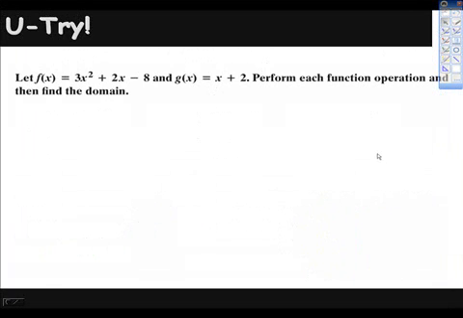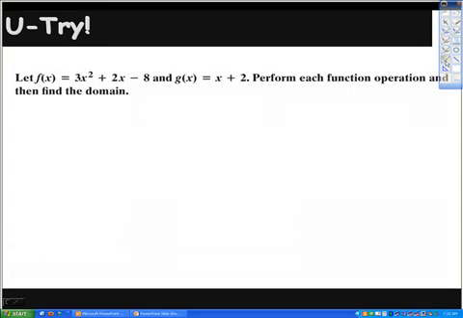Okay, for this U-try, we've got f of x is 3x squared plus 2x minus 8. g of x is x plus 2. And we've got to perform some operations and find domains. Remember, domain, you can think of that as just all the possible values that x could be. So let's just look at the domains of the functions we have here.